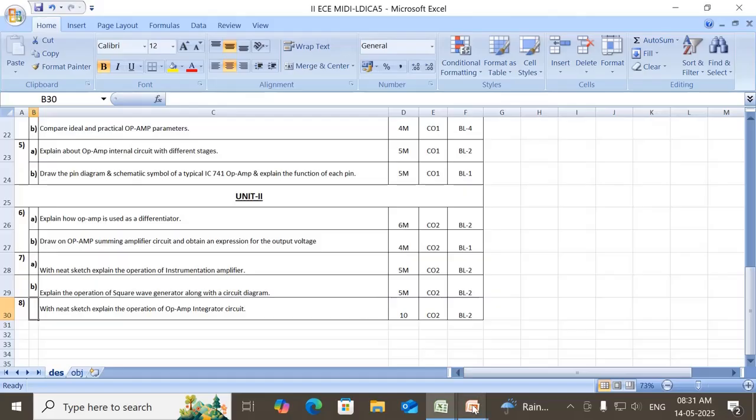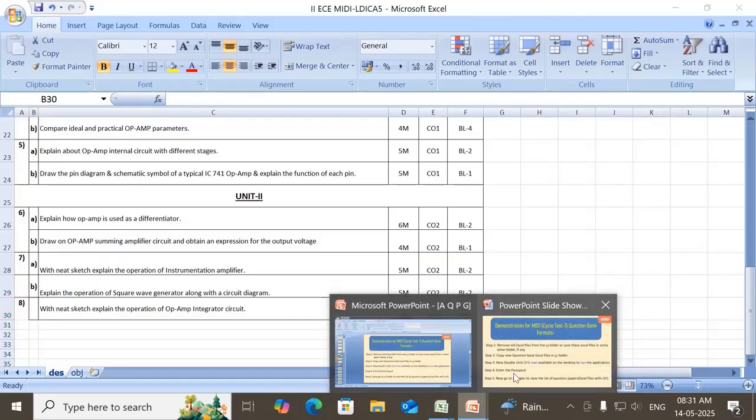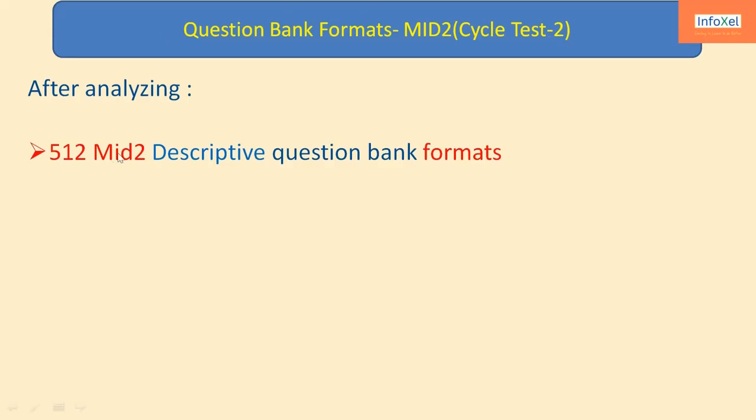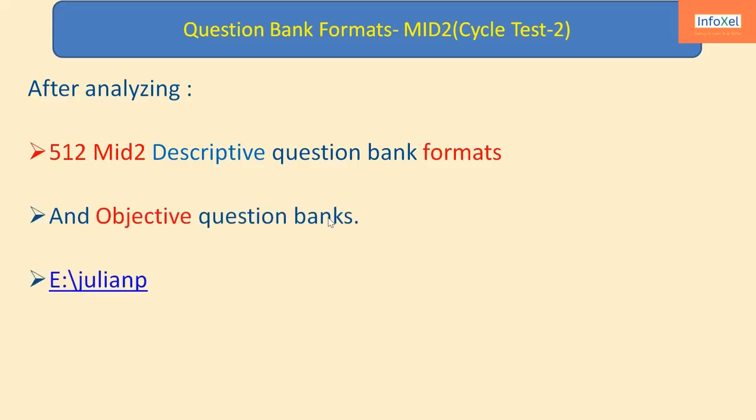Now we'll move on to the next part, that is, question bank formats for mid 2 or cycle test 2. After analyzing the mid 2 descriptive question bank formats, how many are there? 512 possibilities are there, and then the objective question bank. So we'll see what that is now.